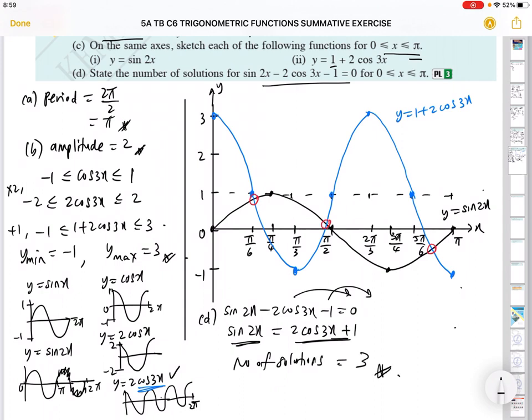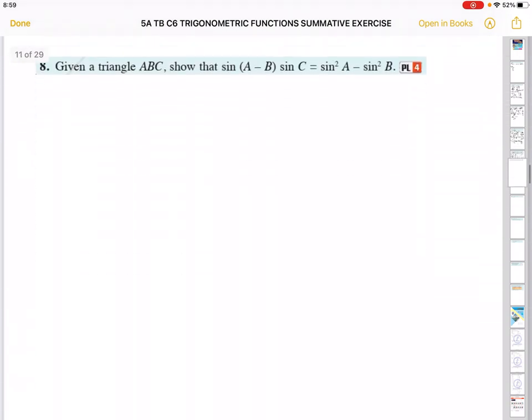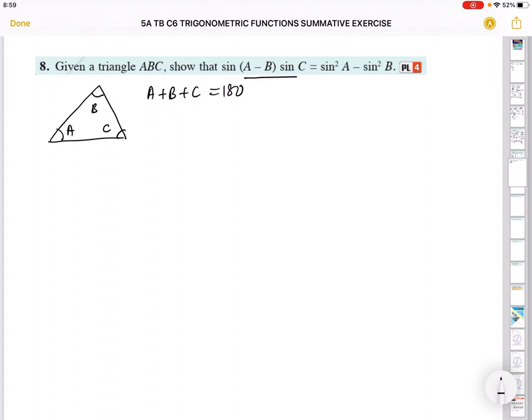Let's move on to number 8. Given a triangle ABC, show that sine A minus B times sine C is the same as sine square A minus sine square B. Now, one thing about a triangle is that the sum of interior angles is always 180. If you look at this formula, your left hand side has A, B, and C, all 3, but your right hand side only has A and B. So we need to get rid of C.